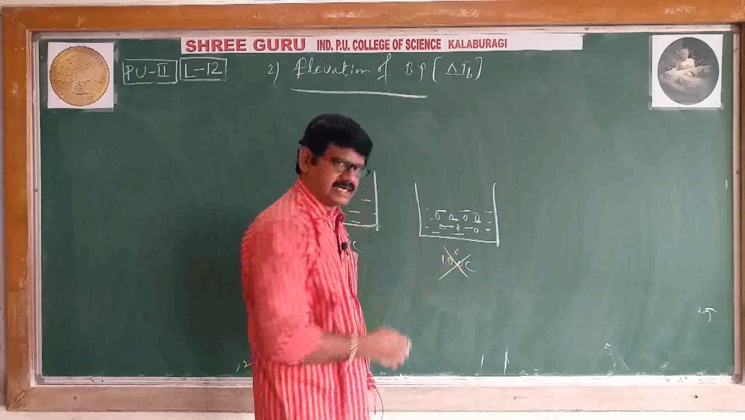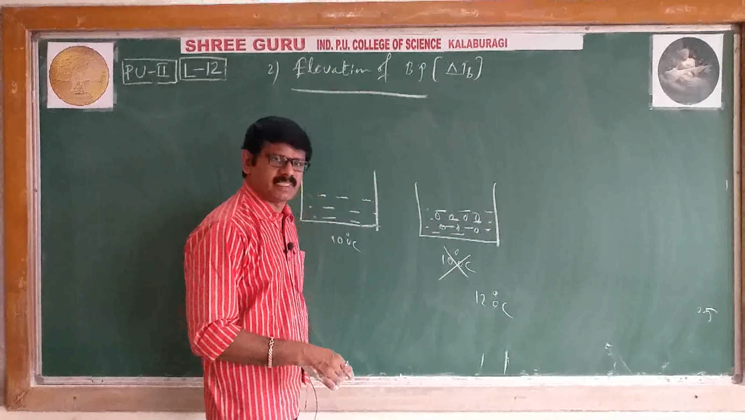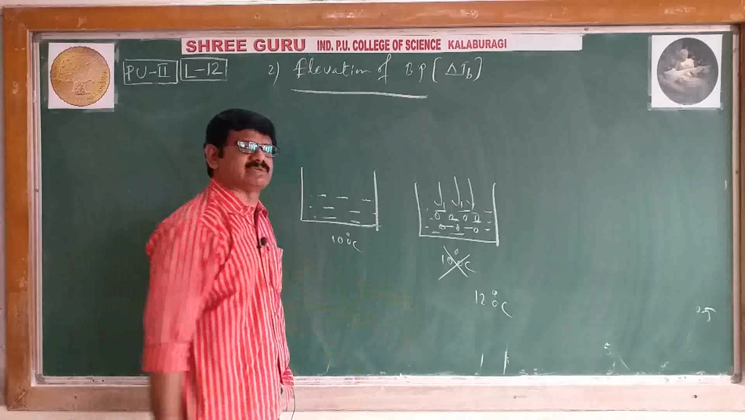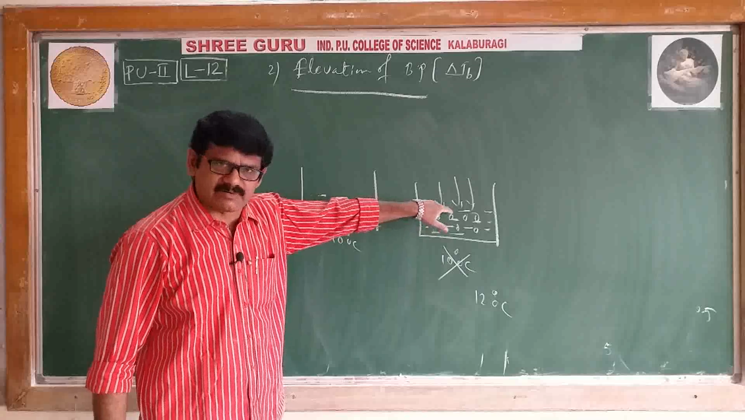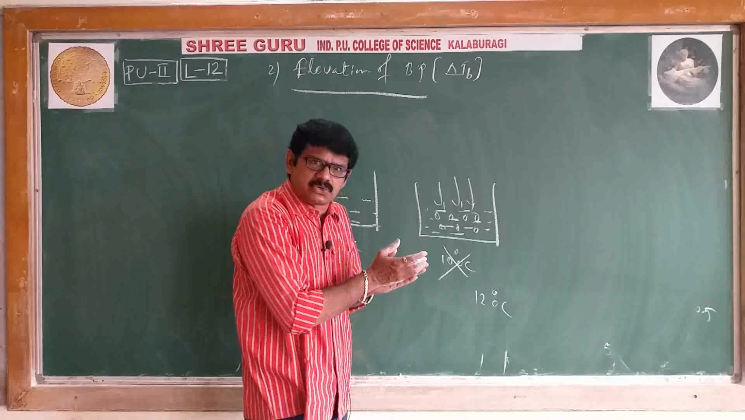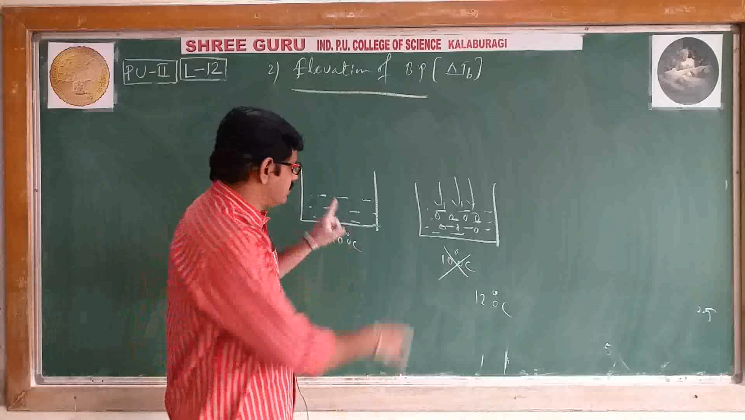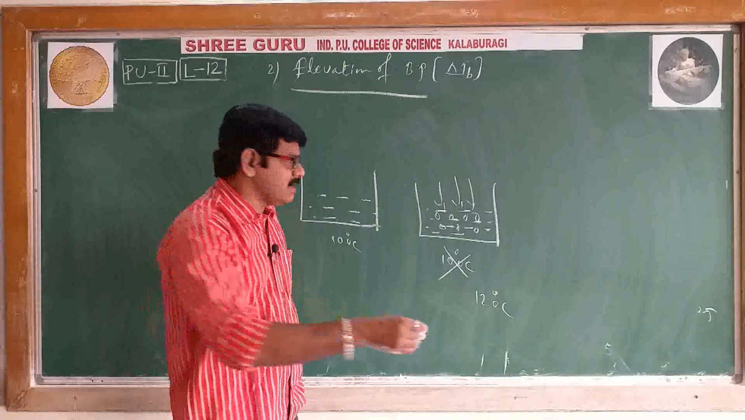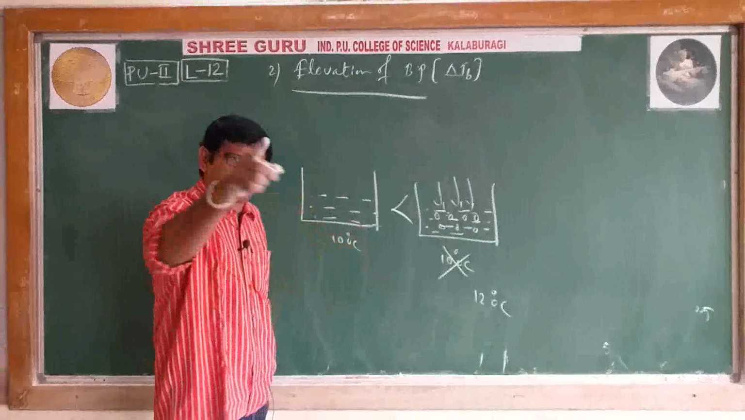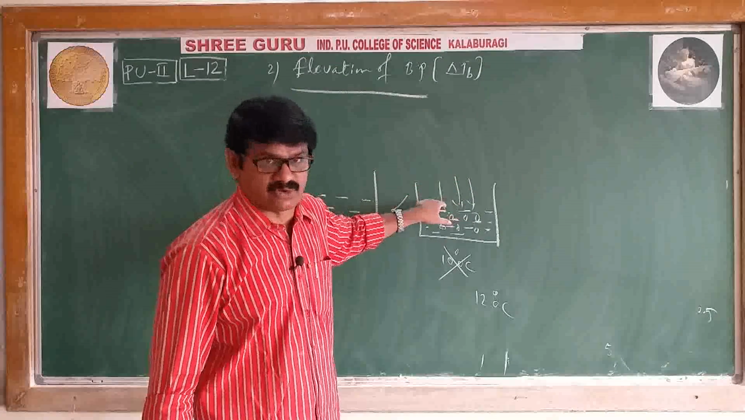Instead of 100, I am giving a general symbol. Suppose at 120 degrees centigrade its vapor pressure becomes equal to atmospheric pressure. Because of the presence of non-volatile solute, more heat we have to do, then only its vapor pressure becomes equal to atmospheric pressure. When you compare the two, definitely the boiling point of the solution is always higher than the boiling point of the pure solvent. Why is the boiling point of the solution higher? Because of the presence of non-volatile solute.